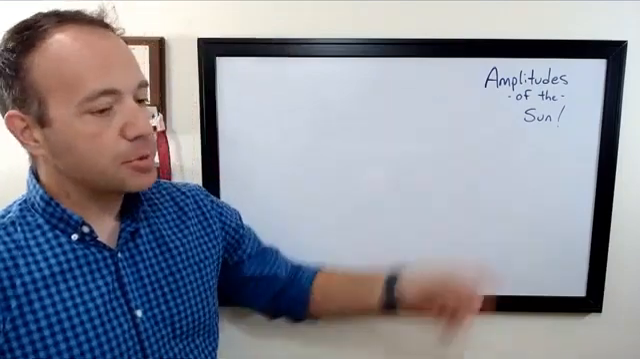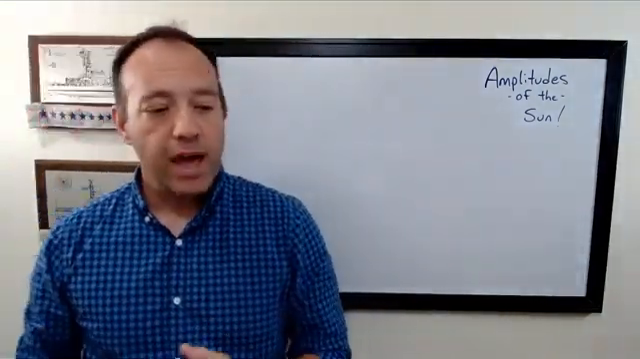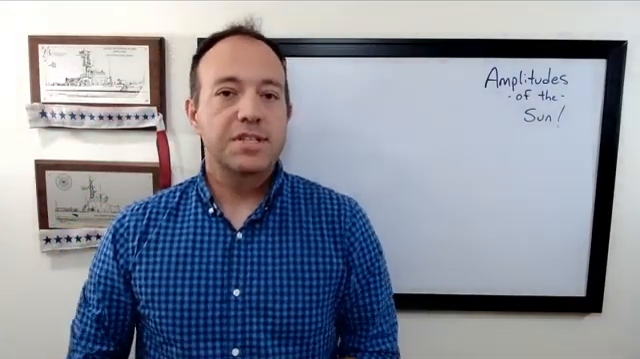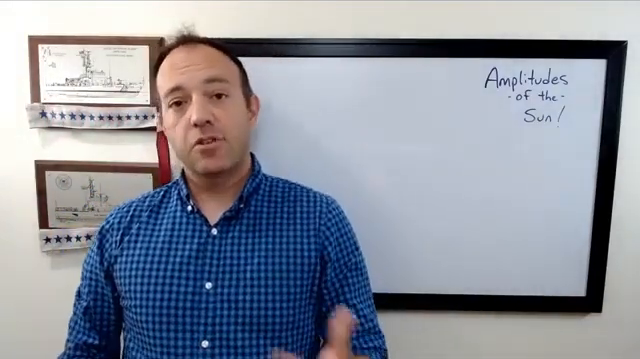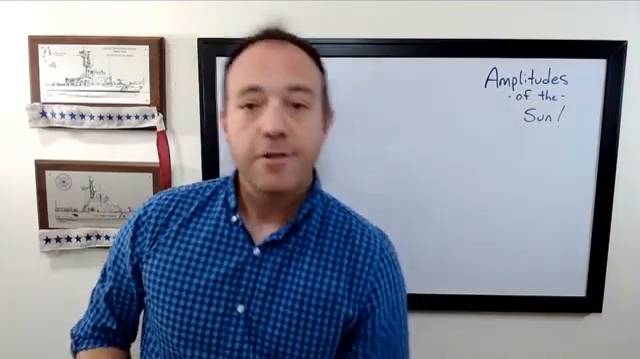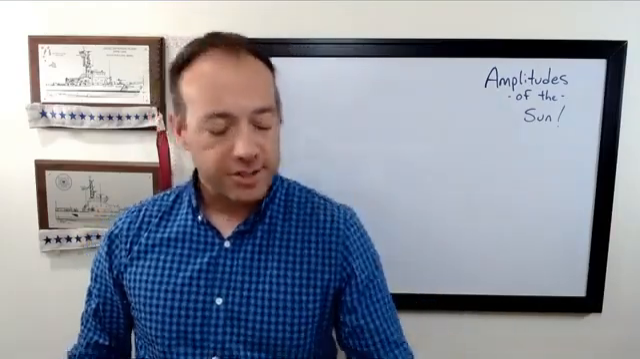Tonight we're going to talk about amplitudes of the sun. What is an amplitude of the sun, you might ask? Well, it's a great way for you to use the sun around the time of sunset and sunrise to measure the error in your magnetic or gyroscopic compass.